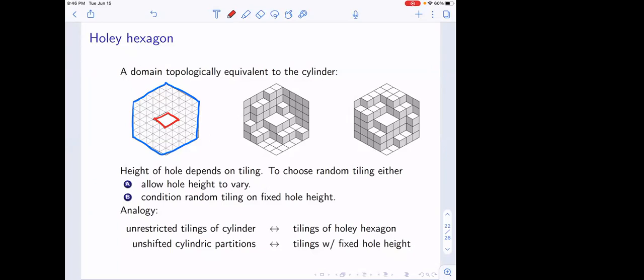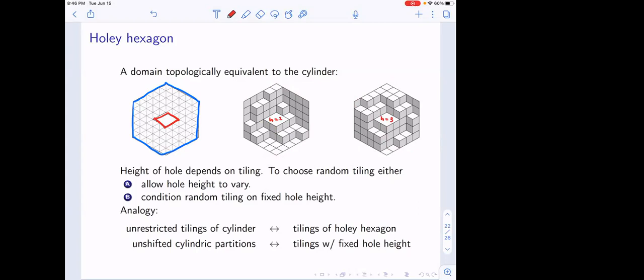Note that it is clear that on those two pictures, the height of the hole is different. So here the height of the hole is 2, and here the height of the hole is 3, right? Because here the height of this stack of cubes is 3, and here it is 2. However, on the outer boundary, the height function is the same in both cases.